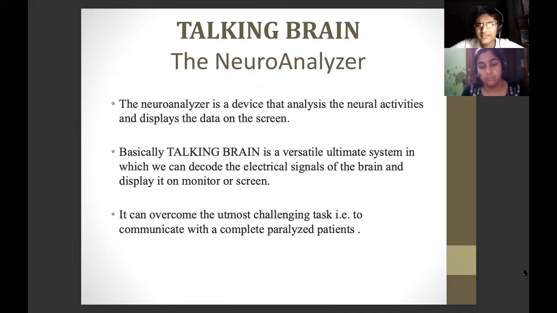So, basically, the talking brain is a very advanced machine which can decode electrical signals of the brain and display it on a screen, as we just talked about. It can overcome the utmost challenging task. That is, it will be able to communicate with patients suffering from extreme paralysis.